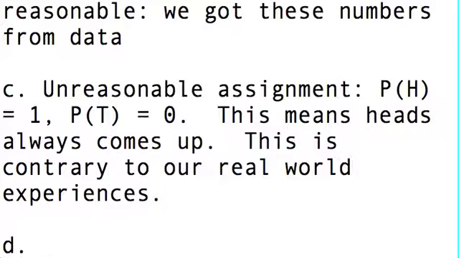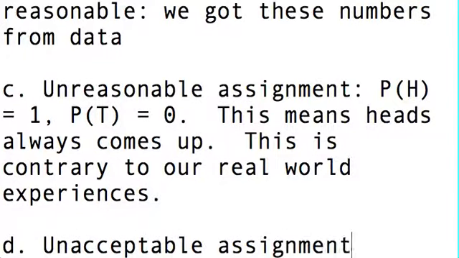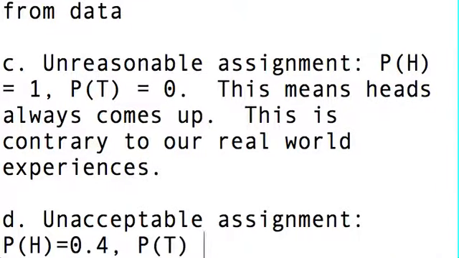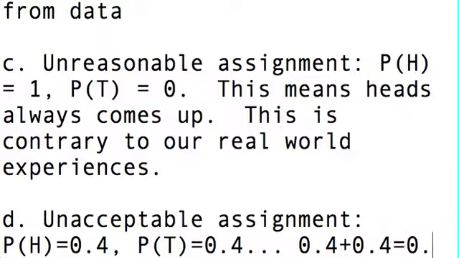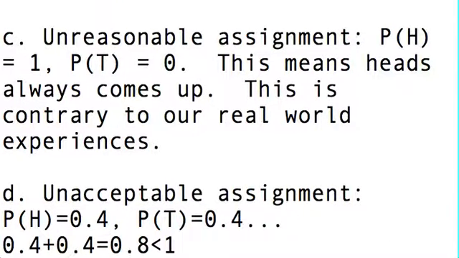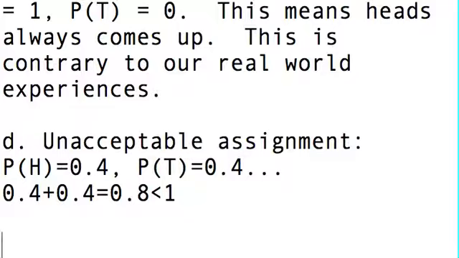How about an unacceptable assignment? Let's say P of H is equal to 0.4 and P of T is equal to 0.4. While the numbers are between 0 and 1, the sum of the probabilities is 0.8, which is less than 1. So that's no good. That would mean that there was some other outcome, like the coin landing on its side, although I don't expect that.